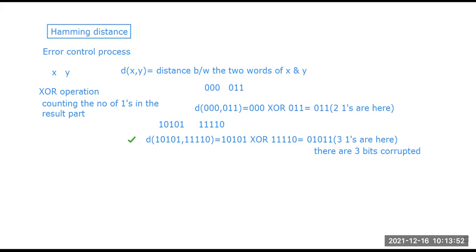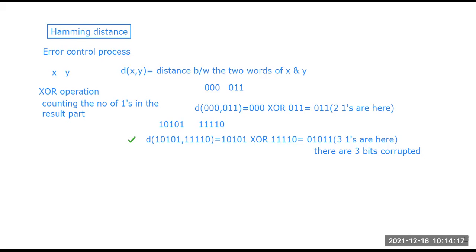So this Hamming distance is calculated between the code words, meaning the sent and the received code words. There are two code words, the sent and received code words. So we find the minimum value of this Hamming distance.